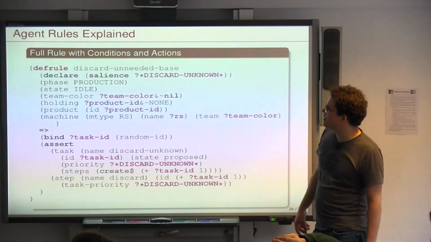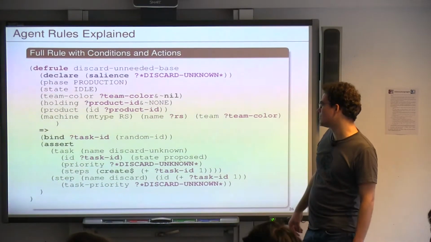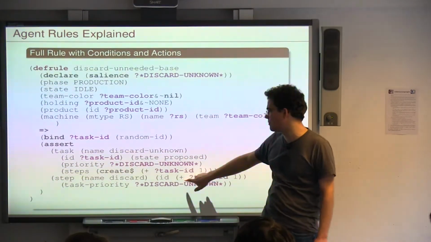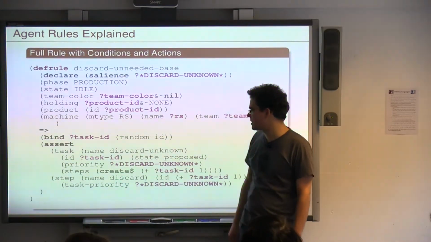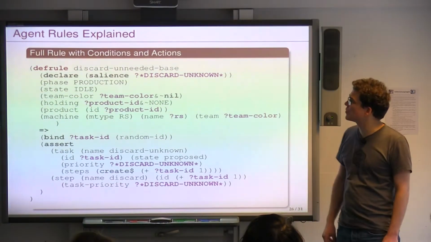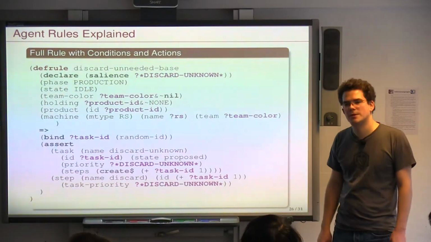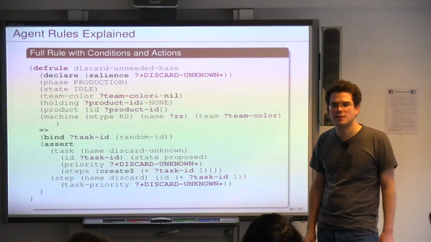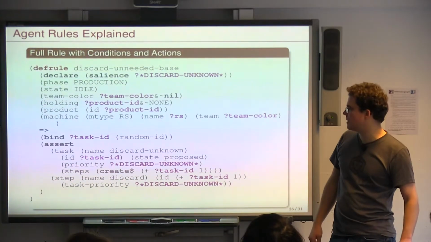We are discarding an unneeded base. So we are here asserting the state and the steps we have to do for the task to be fulfilled. So this is actually, if we have an unneeded base and we want to get rid of it, we normally just put it into the slide of a ring station that doesn't have 3 bases loaded already.